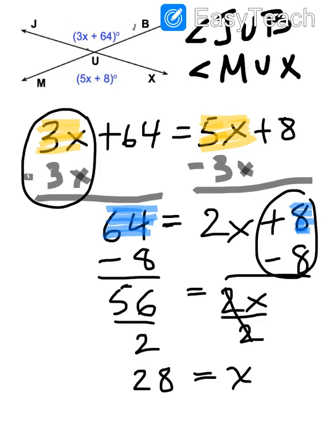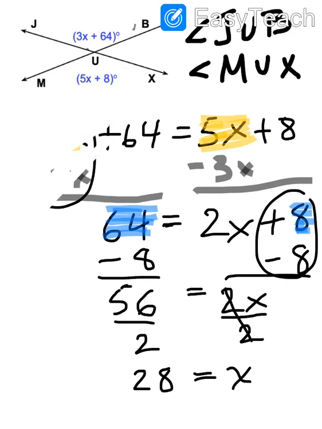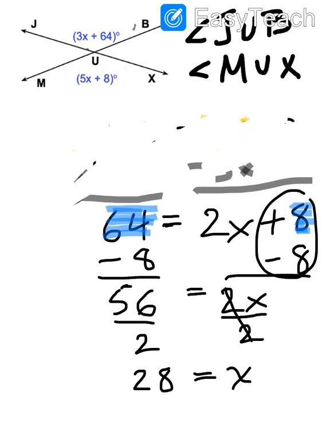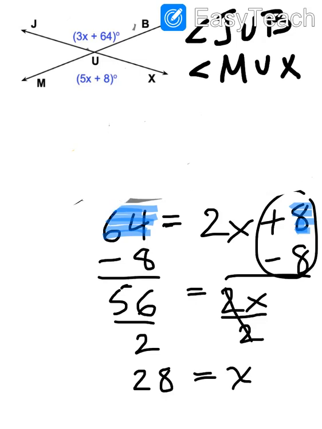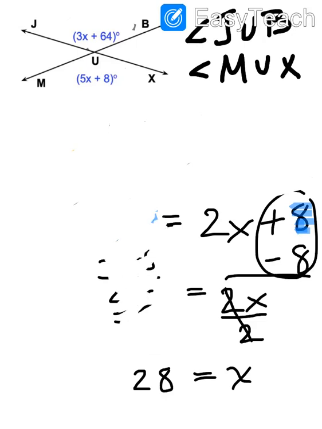Okay, so what do I need to do now? It doesn't matter which one you pick, angle JUB or angle MUX, because they are equal. So you can take either representation and solve for that, and that is going to give you both angle measures because they are the same. Just because it has a smaller coefficient, and I tend to like to multiply by smaller numbers because it makes life easier, I'm going to use angle JUB for my purposes.